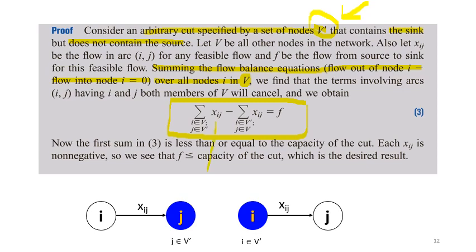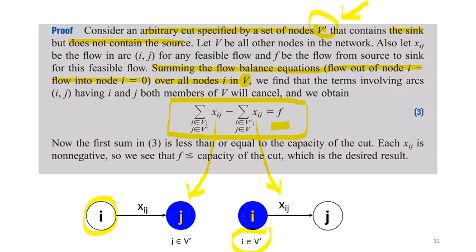The first term means that if we check the flow from all arcs in which i is not in V prime but j is in V prime, minus all the flows going from the nodes in V prime to the nodes that are not in V prime, it will be equal to the current flow in our network. Current flow means the current amount of flow that can go from source to sink in our feasible solution.